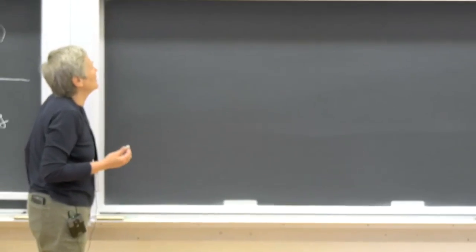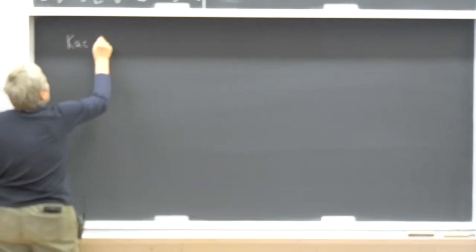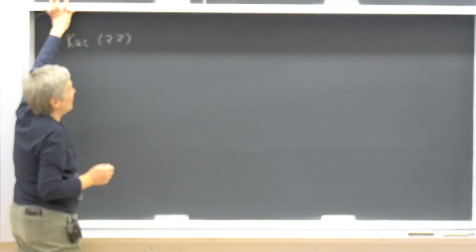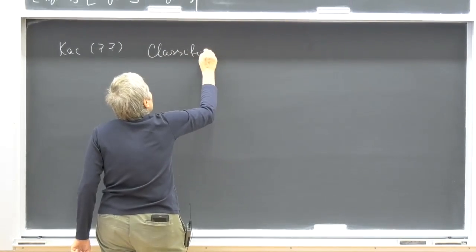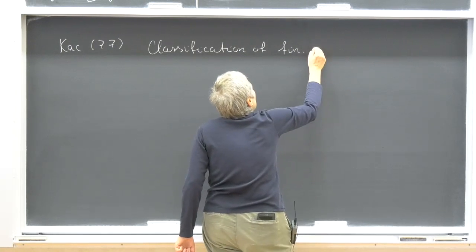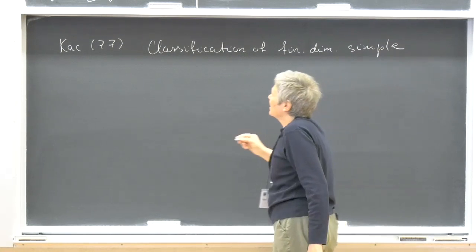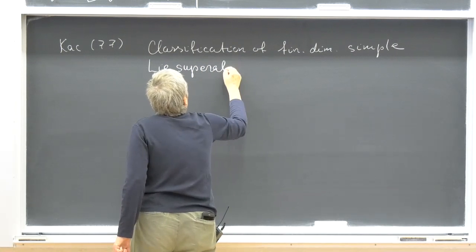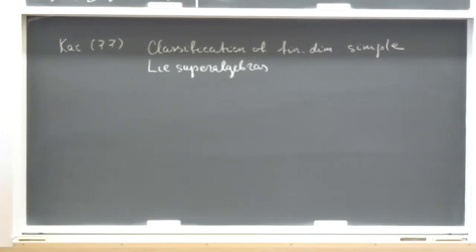So there was some work of Kaplansky and Hochschild, and finally Kac in 1977 published the complete result, which was classification of finite dimensional simple Lie superalgebras. And it was actually quite a nice list.